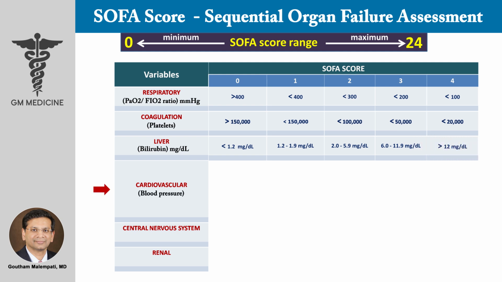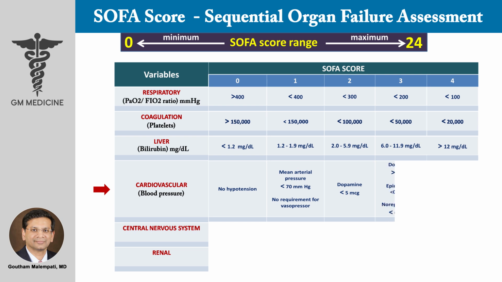Next variable is cardiovascular. If there is no evidence of hypotension, the SOFA score is 0. If the mean arterial pressure is less than 70 mmHg, the SOFA score is 1. If there is requirement for vasopressor in the form of dopamine at less than 5 micrograms, the SOFA score is 2. If the dopamine requirement is greater than 5 micrograms and if there's requirement for epinephrine or norepinephrine at less than 0.1 micrograms, the score is 3. If the dopamine requirement is greater than 15 micrograms and the requirement for epinephrine or norepinephrine is greater than 0.1 micrograms, the score is 4.